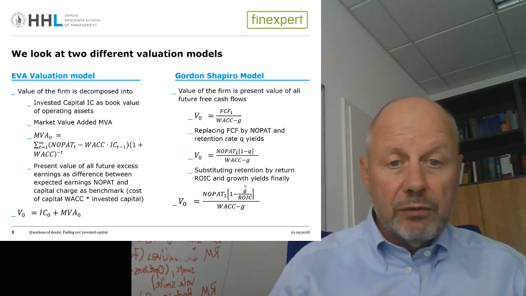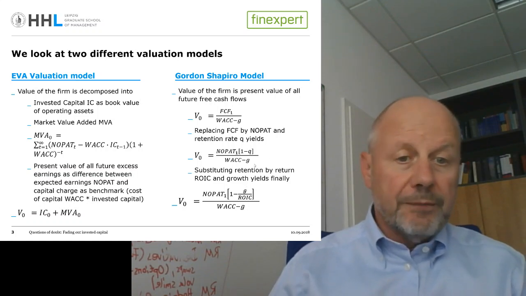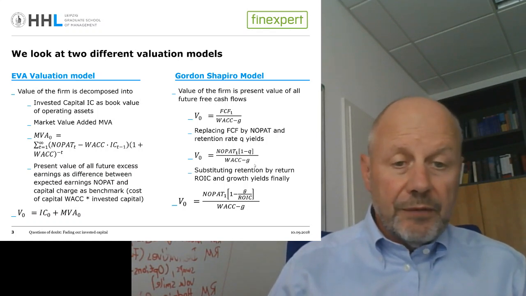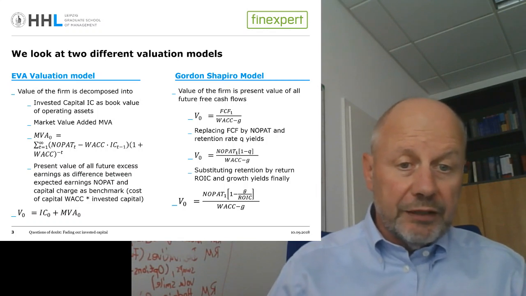And our job is now to check whether these two valuation equations are capable of dealing with this declining and fading asset base.